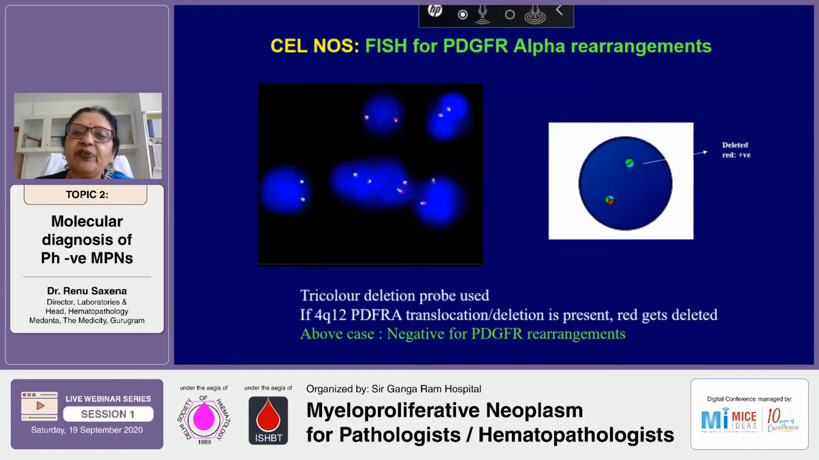You can do PDGFR alpha rearrangements either by real-time PCR or by FISH. We are doing it with FISH at Medanta, and just to briefly show how FISH helps us, this is a schematic diagram, and what we use is a tricolor deletion probe. Normally you get a picture like this, but when this rearrangement is present, the red goes away, and therefore you get it deleted. This is an actual picture from a case, and here you can see red is present in all, so this is negative for PDGFR rearrangement.